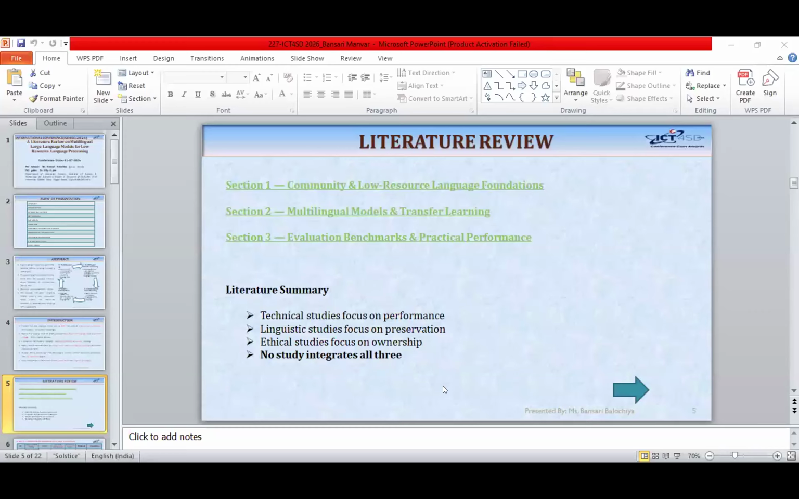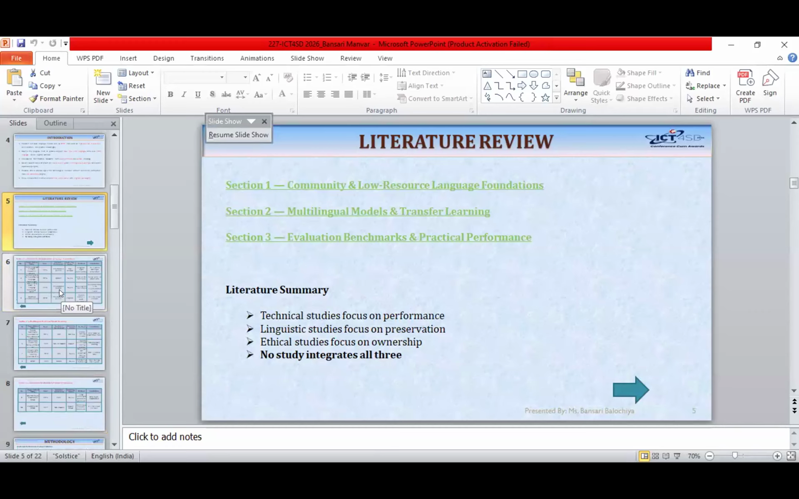Yes, Miss Bansuri, how many papers have you studied for this literature? Mainly I listed 30 papers, but I bifurcated 10 papers for my literature review. I am showing in my slide. I think you have shown 13 papers in the slides. Yes, for writing the paper, I used references of different papers, but I studied only 10 papers for my particular subject, and I divided that review into 3 different sections.